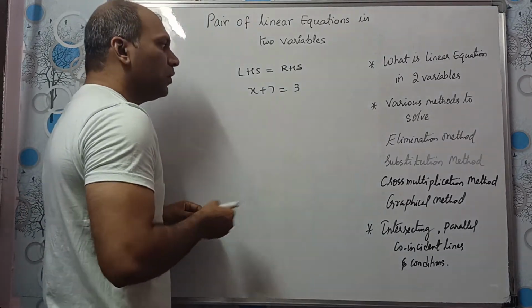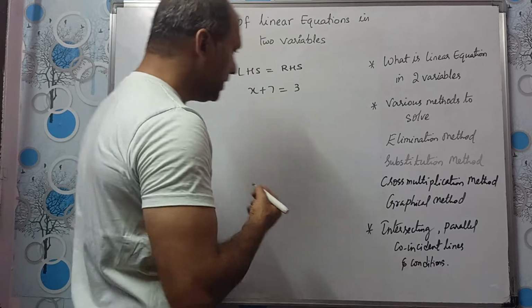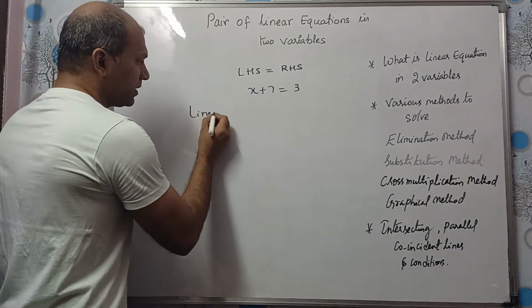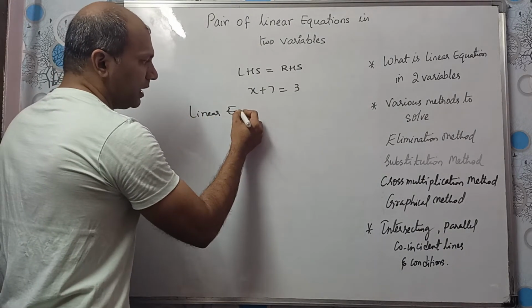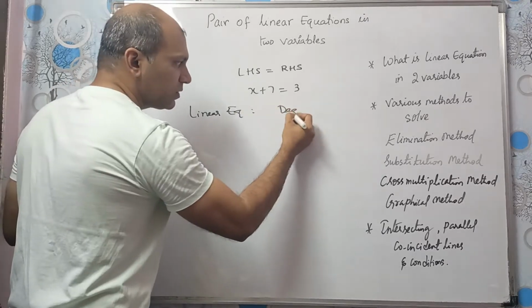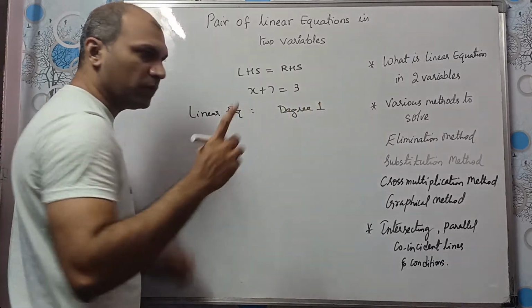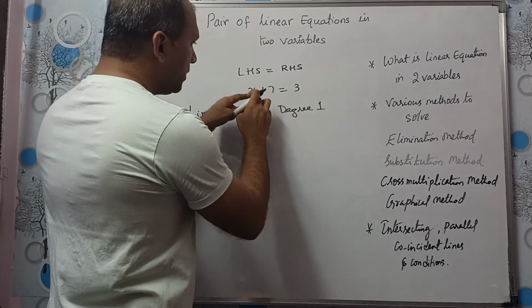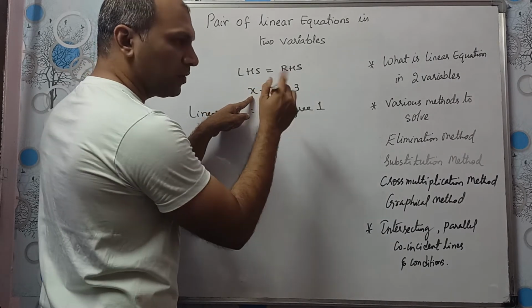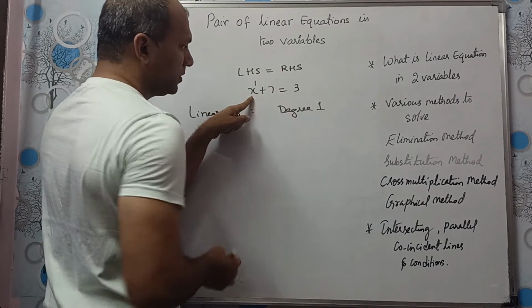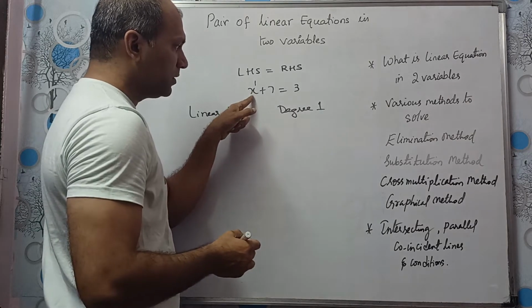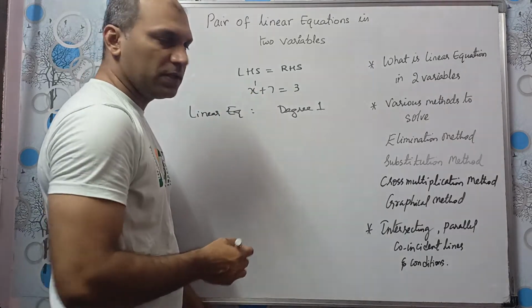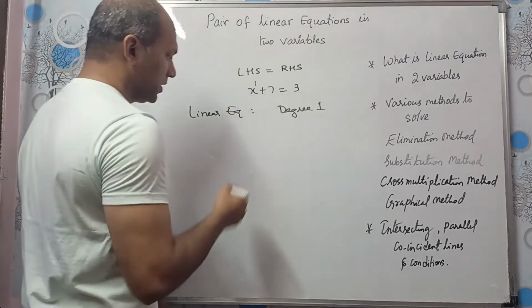Now, what are linear equations? See, linear equations are equations whose degree is 1. Degree should be 1. Okay. See here, what is the degree of x? X power 1, right? Okay. So this degree is 1. So this is a linear equation.